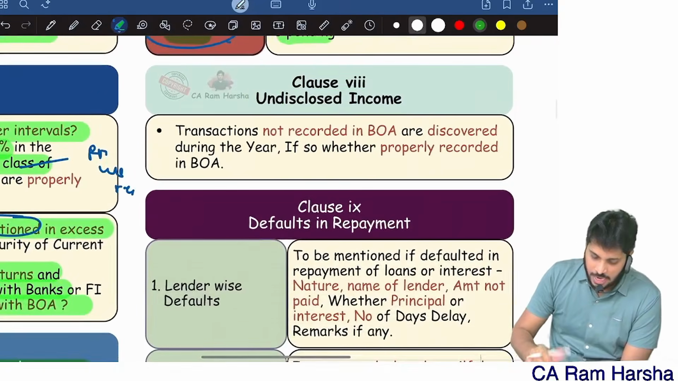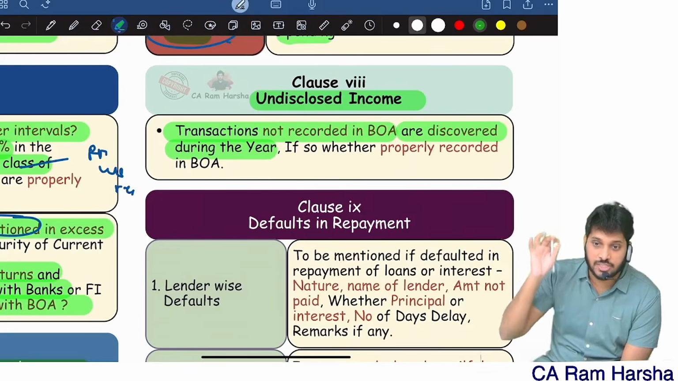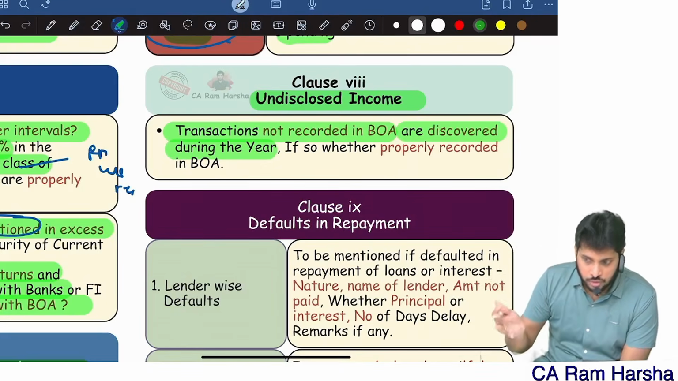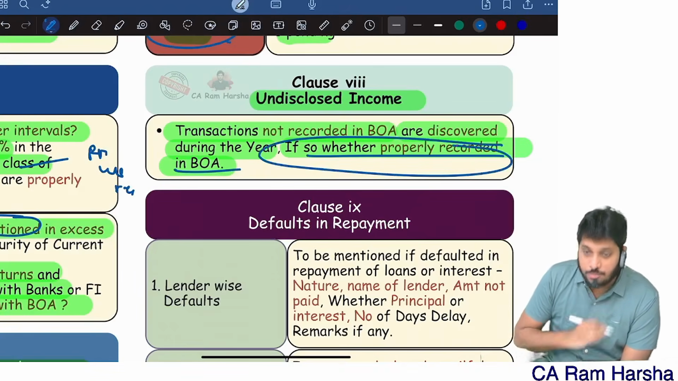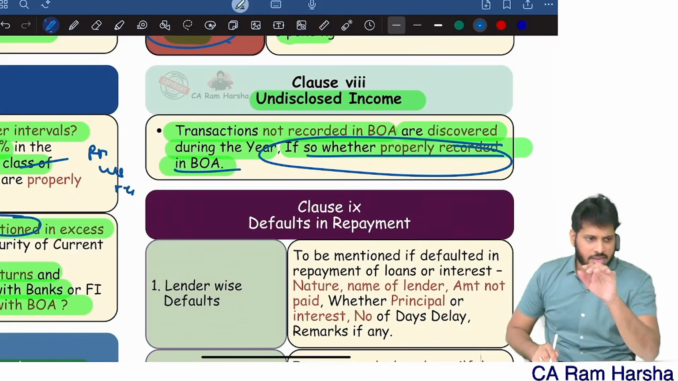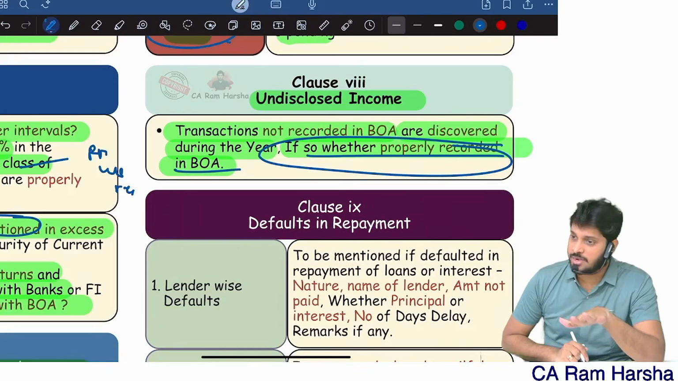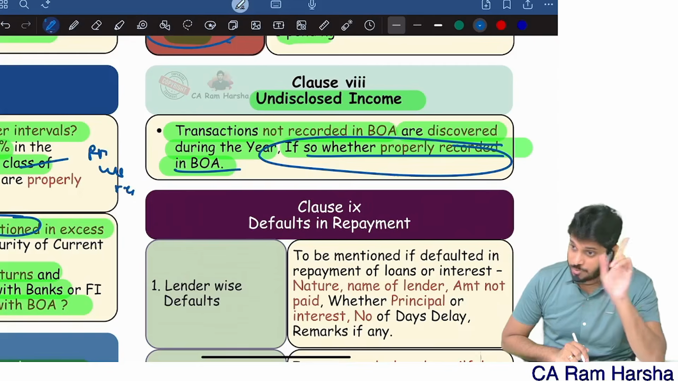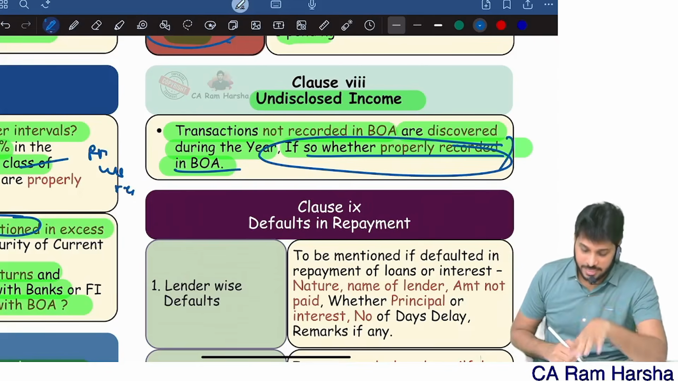Next, undisclosed income. Transactions not recorded in books of accounts, are they discovered during the year? Is there any income which is discovered in the current year? If so, is the same recorded in the books of accounts? Here recording is the key point. What they're asking is, did any income get discovered by the income tax department in the current period? Yes. Whether the discovered income, because previously it was not recorded and now it is discovered, is recorded in the books of accounts? This is the question. You're getting it?